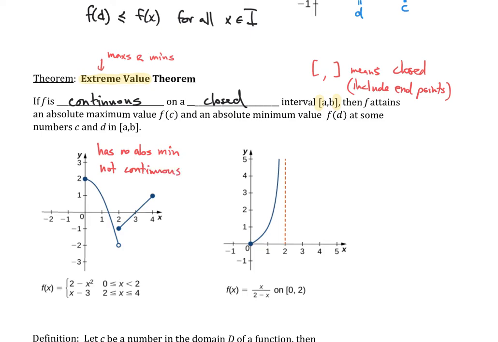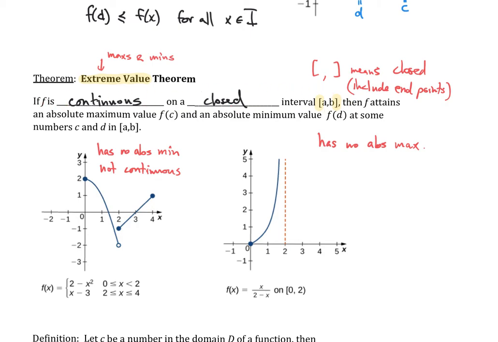All right. Let's take a look at this next picture on the right over here. So when I look at this picture, it looks like my function keeps getting bigger and bigger and bigger the closer I get to 2. Okay? So when I look at this guy, this has no absolute max. But this also doesn't violate my extreme value theorem because it doesn't satisfy this condition.